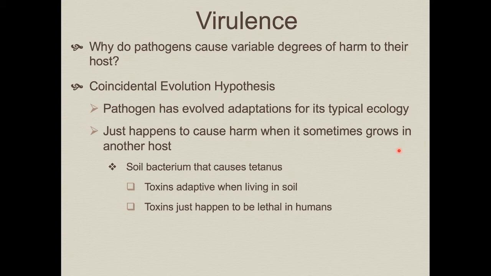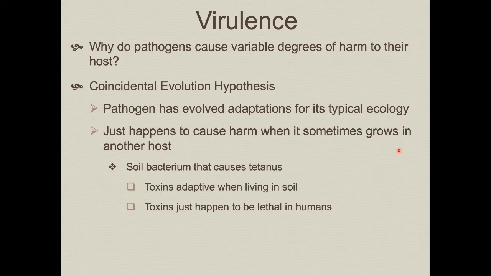And the idea here is that the pathogen just doesn't have a long coevolutionary history with the host that it finds itself in. It may have evolved adaptations for its typical ecology, and it just so happens to cause harm when it's in you, a host that's not normal. So, for example, the soil bacterium that causes tetanus has lots of adaptations for living in soil, and it produces toxins in that context.